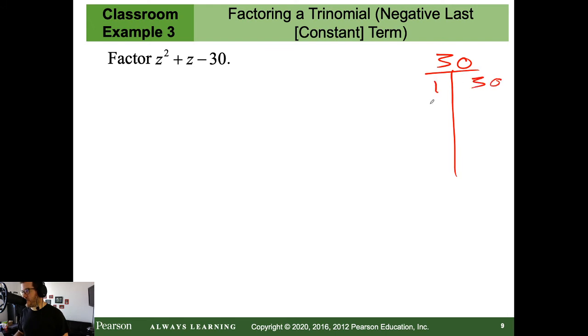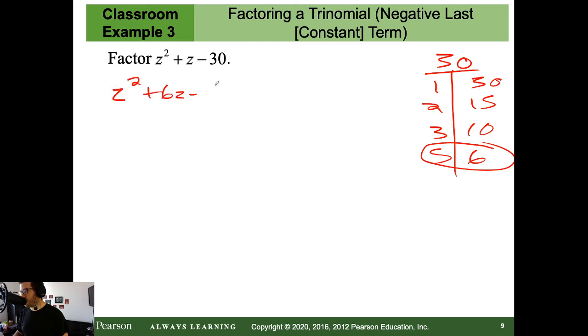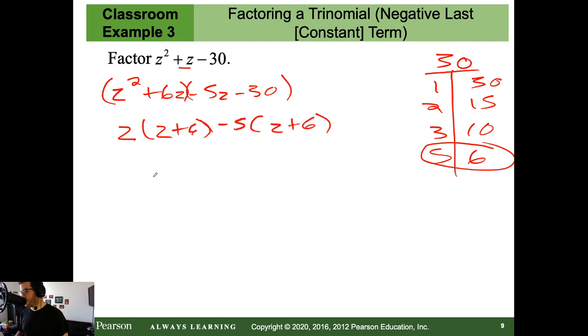So this is 1 and 30, 2 and 15, 3 and 10, 5 and 6. I want this to add up to 1. I think this is probably the closest bet. Now, if you can't recognize this, you want to say, does 6z minus 5z add up to positive 1z? It does. Okay? Factor, bring your negative sign. z plus 6, negative 5, z plus 6. So I get a z plus 6 and a z minus 5.